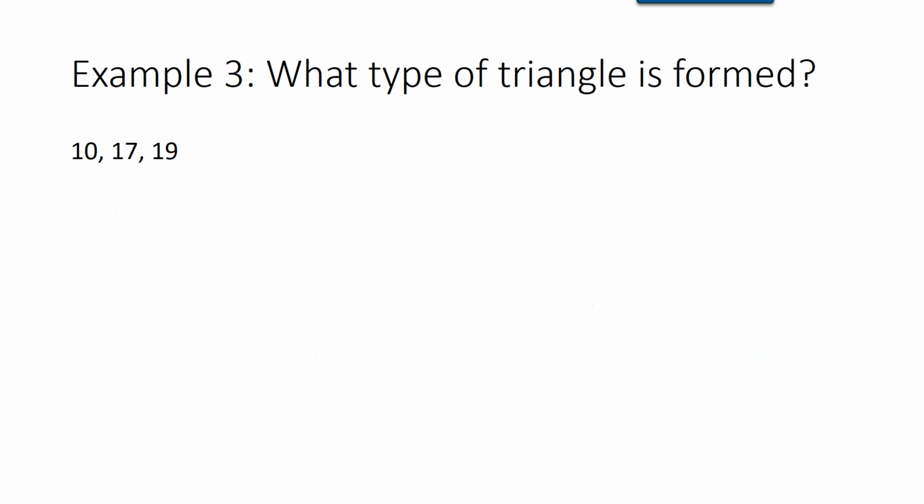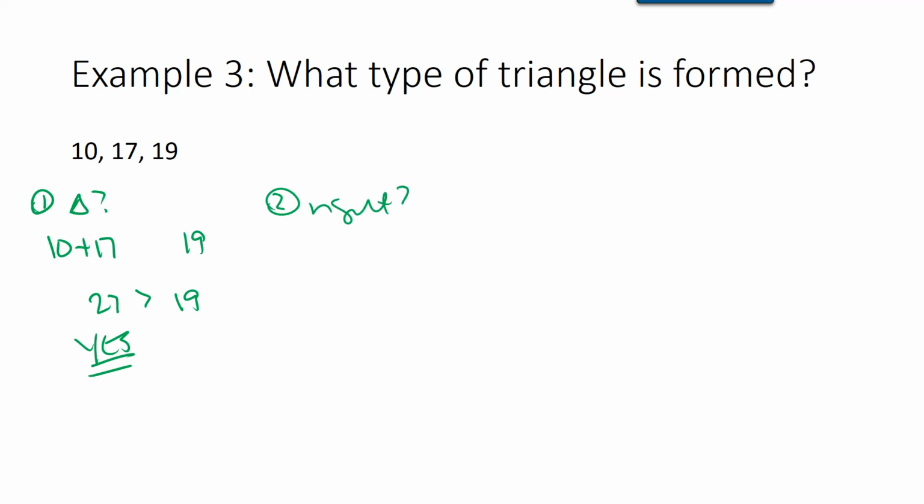We have 3 examples here. I'm sure you can figure out by process of elimination which one this is going to be. We've already done right, we've already done obtuse, so we're shooting for acute here. Let's see if we get that. First thing we want to do, check and see if we make a triangle. So add the two smaller values, and see if they're bigger than the third. 10 plus 17 is 27. 27 is greater than 19, that third side, so yes, they make a triangle.